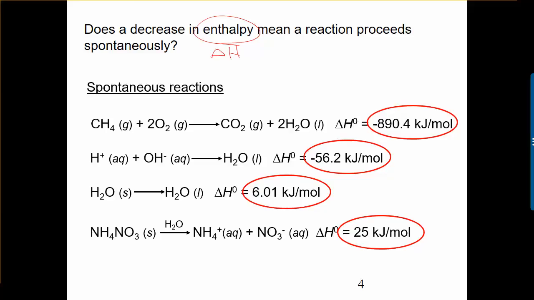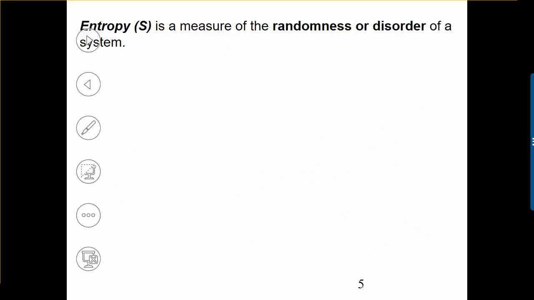Because that's not true. Now, for the most part, most exothermic reactions are spontaneous, and most endothermic reactions are non-spontaneous. But there are exceptions to that. So that means because there are exceptions, there must be another factor. There must be something else that we have to consider in order to understand the process of spontaneity. And that's entropy. Entropy is the other factor.